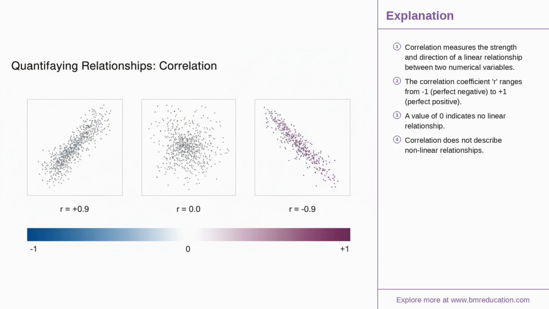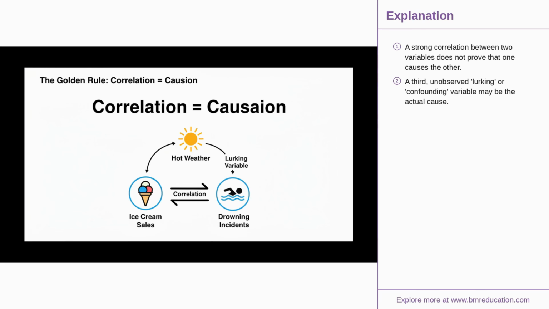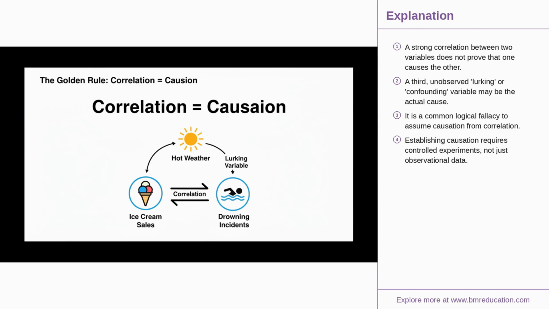no linear relationship. This brings us to the most important mantra in all of data analysis. Correlation does not imply causation. Just because two variables are strongly correlated doesn't mean one causes the other. There might be a third, lurking variable influencing both. For example, ice cream sales and drowning incidents are correlated, but the cause is a third factor, hot weather.